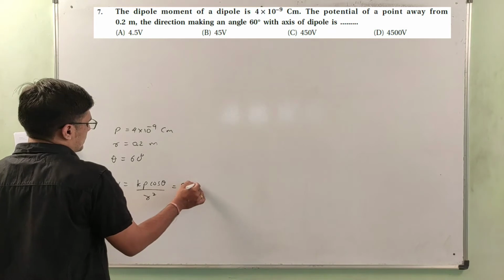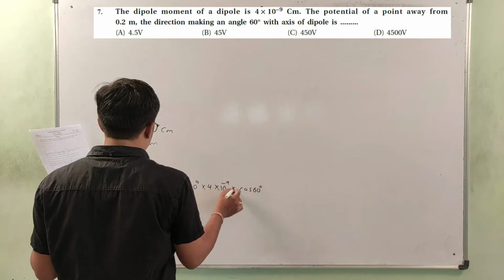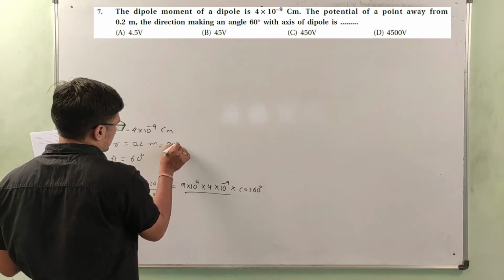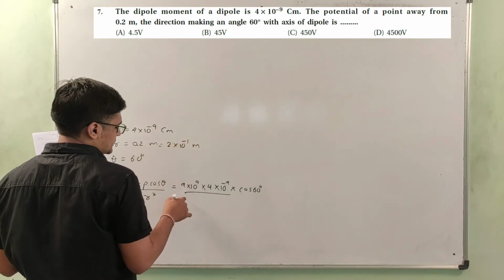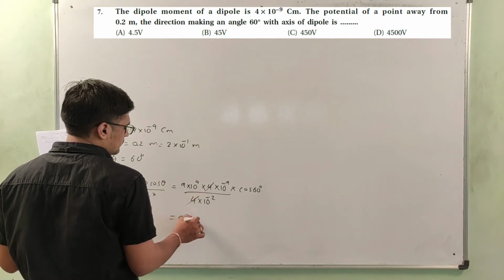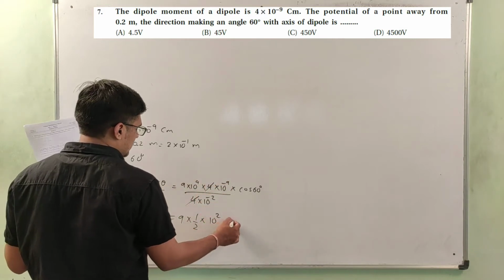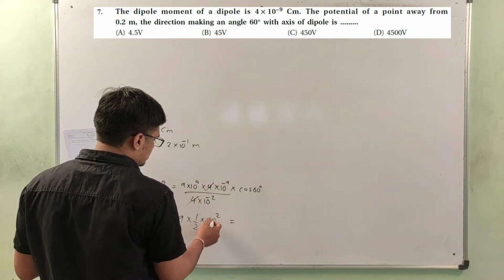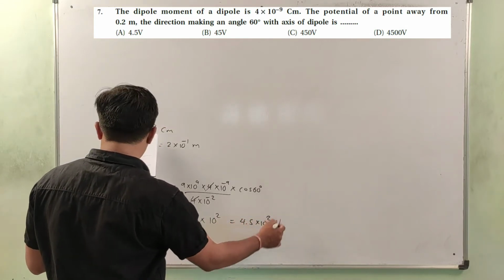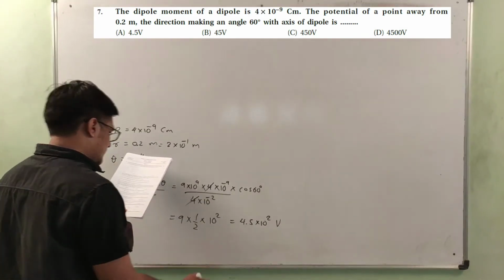So K is 9 into 10 power 9, P is 4 into 10 power minus 9, cos 60, divided by R square, 0.2 square, 0.04. You can write this as 4 into 10 power minus 2. The 4 and 4 cancel. 9 into cos 60, which is 1 by 2. 10 power 9 minus 9 is 0, and take 10 power 2 in the numerator, that is 10 power plus 2. So 9 by 2 is 4.5 into 10 power 2 volt. So 450 volt is our answer.